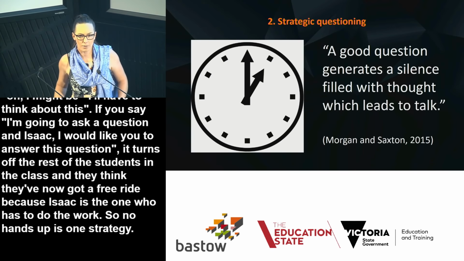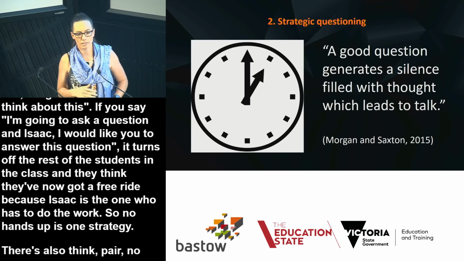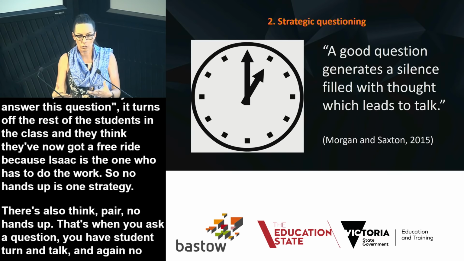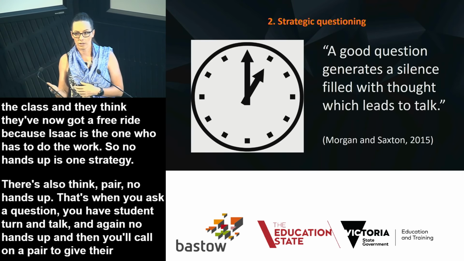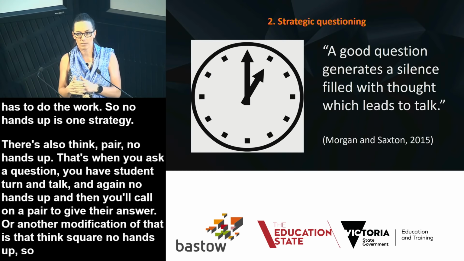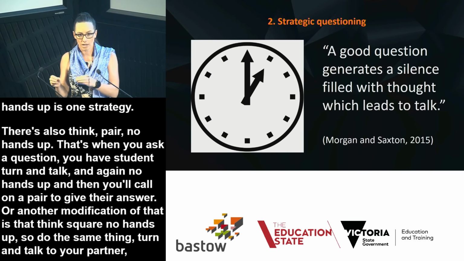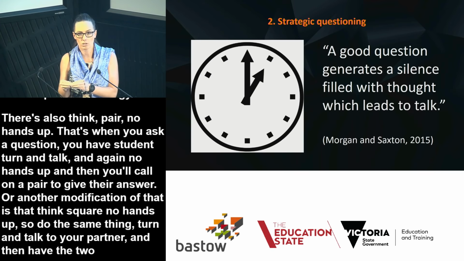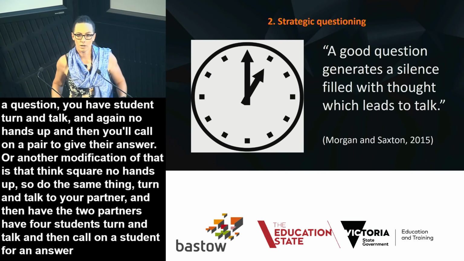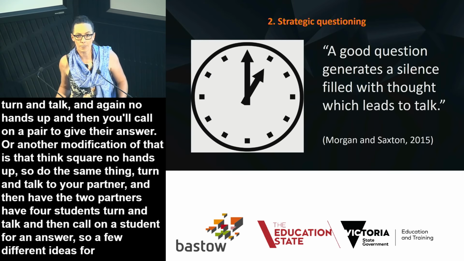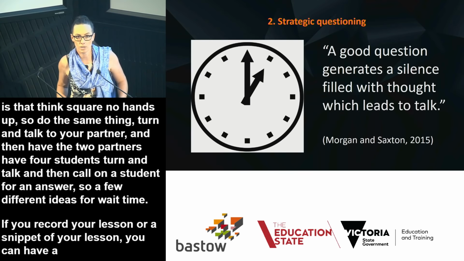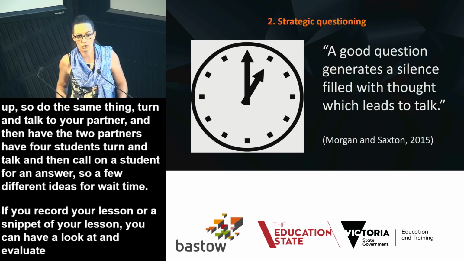There's also think, pair, no hands up. So that's when you ask a question, you have students turn and talk, and again, no hands up, and then you'll call on a pair to give their answer. Or another modification of that is think, square, no hands up. So do the same thing, turn and talk to your partner, and then have the two partners turn and talk with another two, so 4 students, and then call on a student for an answer. So a few different ideas for wait time. If you record your lesson or a snippet of your lesson, you can have a look at and evaluate yourself how much wait time are you giving your students.